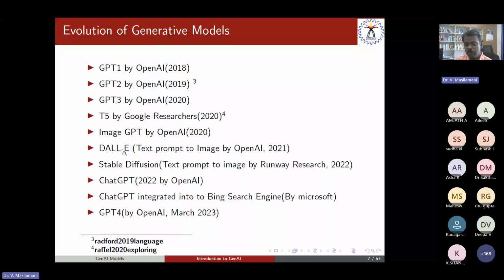And the diffusion model was introduced by a company called Runway Research in 2022. And then the OpenAI people integrated these GPT models to make a commercial tool called ChatGPT.